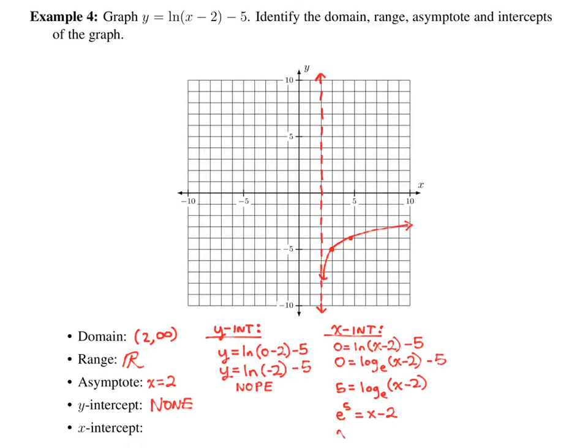Oh, you can see we're getting close. x equals e to the 5th plus 2, and that's grotesque, so it's approximately 150.41, which is somehow perhaps just as grotesque. But anyway, it's (150.41, 0). Yeah, that's not going to fit on my grid that goes to 10.